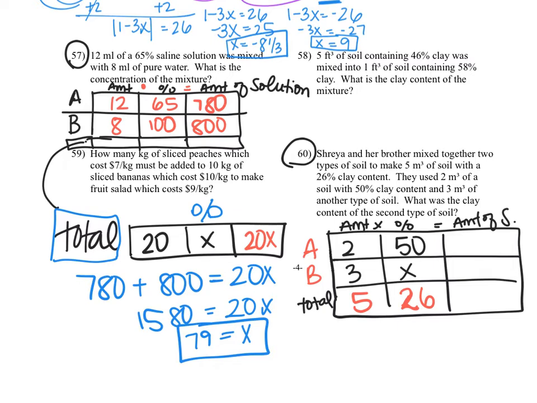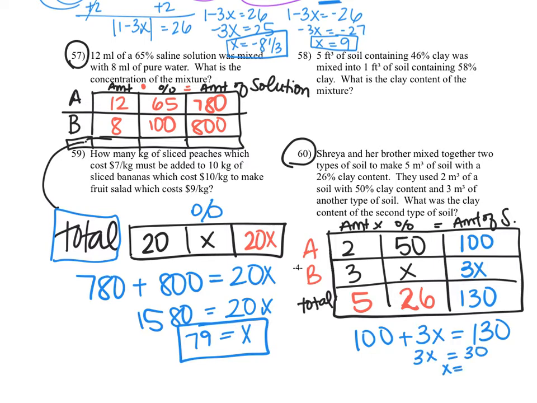So now we're able to do my equation. 2 times 50 is 100, and 3 times x is 3x. And I'm going to use my calculator for 26 times 5, so I get 130. Then you have 100 plus 3x equals 130. I'm going to subtract the 100 from both sides, so I get 3x equals 30. So x equals 10. 10 would be the percent of the 3 meters cubed type of soil.